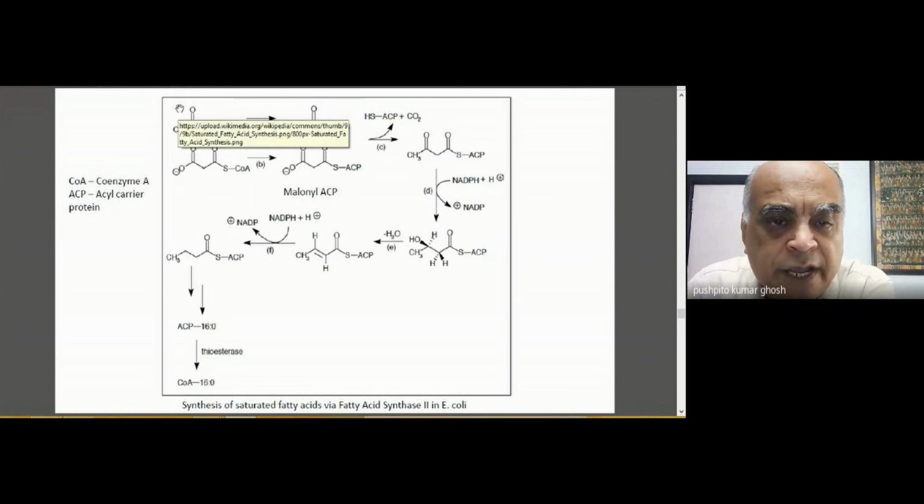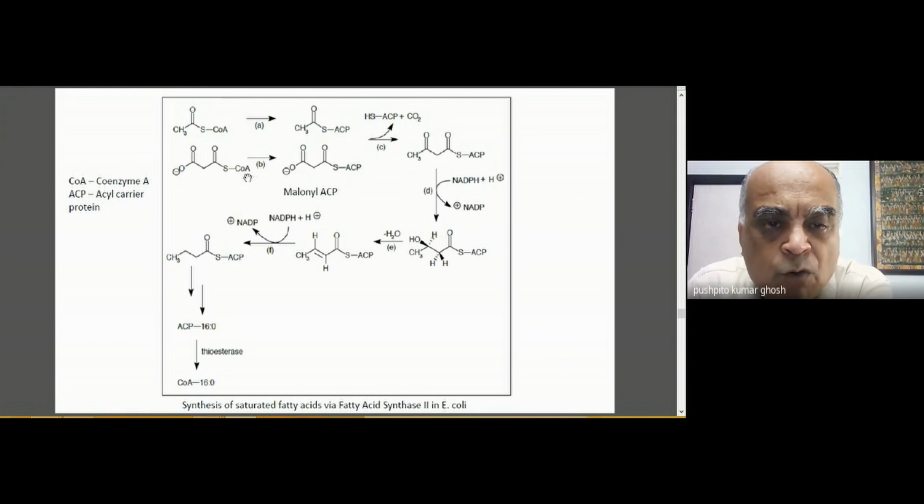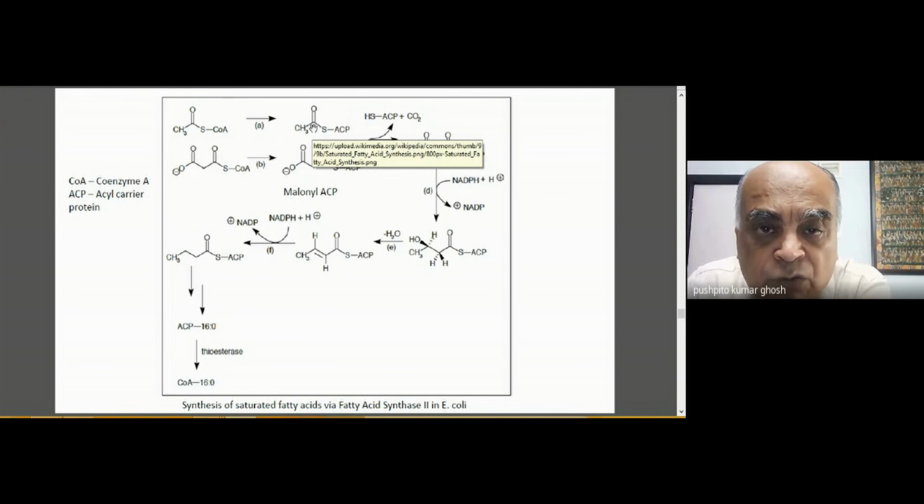Similarly, you have the malonic acid. This part is malonic acid. Malonic acid similarly can be bound to coenzyme A, and the two of them are now reacting. How are they reacting? What's happening is that from the malonyl, one carbon dioxide is being kicked off. So I'll be left with a CH2 group here. And this CH3CO now goes and attacks this carbon.